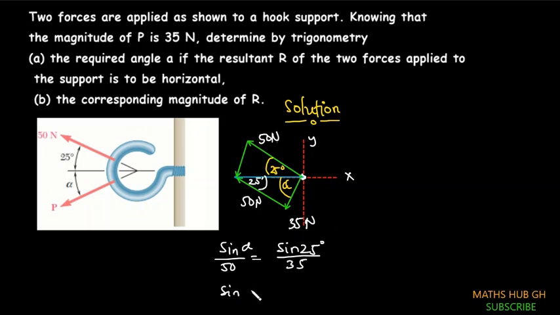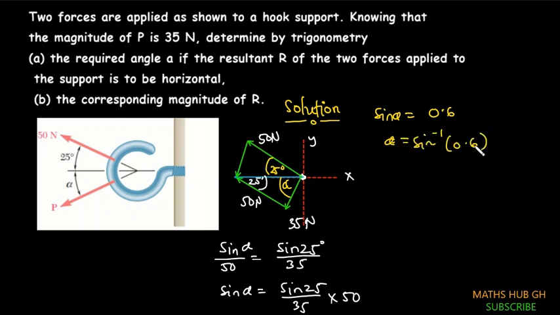So at the end, you're just going to have sine alpha equals sine 25 divided by 35 multiplied by 15. Let's simplify this and see what you are going to get. So let me punch the sine 25 divided by 35 and then multiply by 15. That gives us a value of what? 0.6. So we're going to have sine alpha equals 0.6, and then alpha will be equal to the sine inverse of 0.6. Let's find that value. Sine inverse of 0.6 will give us a value of 37.14 degrees.